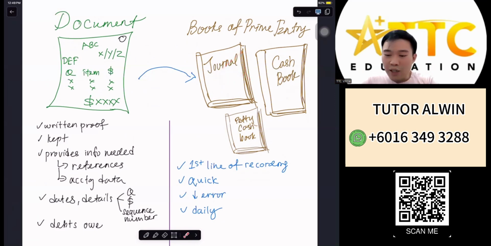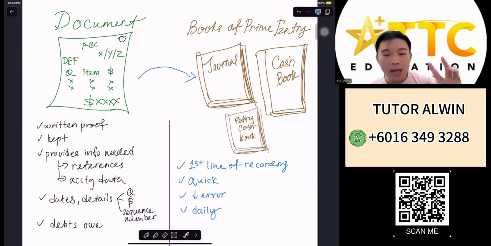Cash book is for recording of cash. Petty cash book is a book that records tiny little cash expenses. So the cash book normally records big expenses, and the petty cash book normally records small expenses. That's what you call petty little things. So this is documents and books of prime entry.